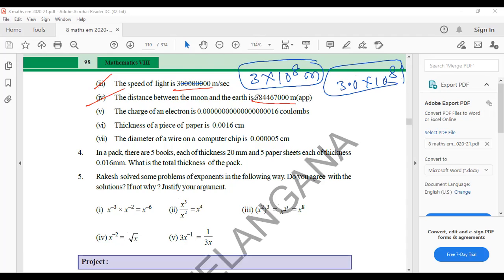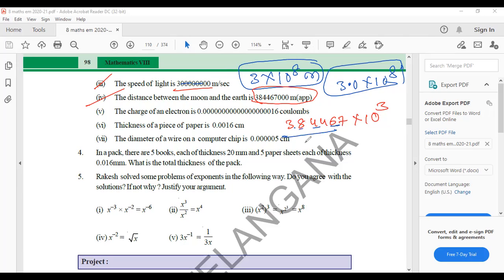The fourth question, this is a number. So first, how can you write the number? This is 384467 into 10 to the power of 3 will come. But the people require the 0 where it is there. They want 0 here, right? They want the point here after 3. What do you have to do?